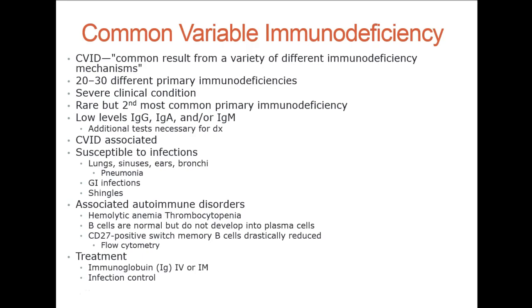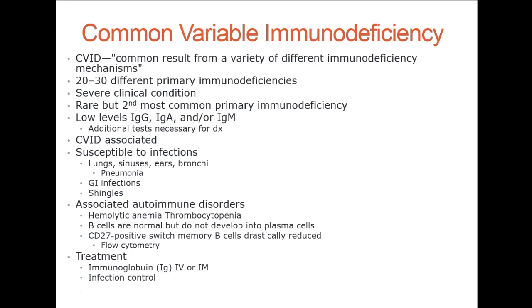The next one is common variable immunodeficiency. So this is from a variety of different immunodeficiency mechanisms. There's 20 to 30 different primary immunodeficiencies. This is a pretty severe clinical condition, and it's rare but the second most common primary immunodeficiency. We see very low levels of IgG, IgA, and/or IgM.